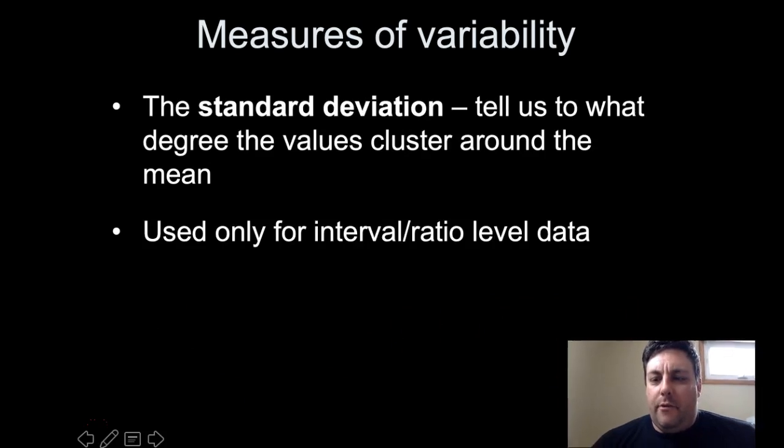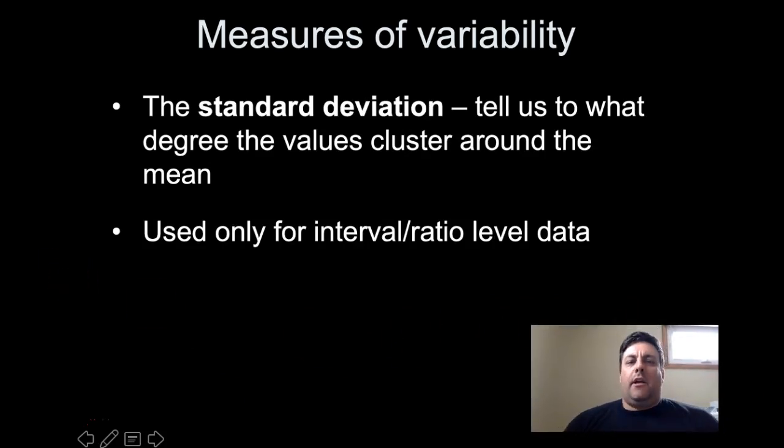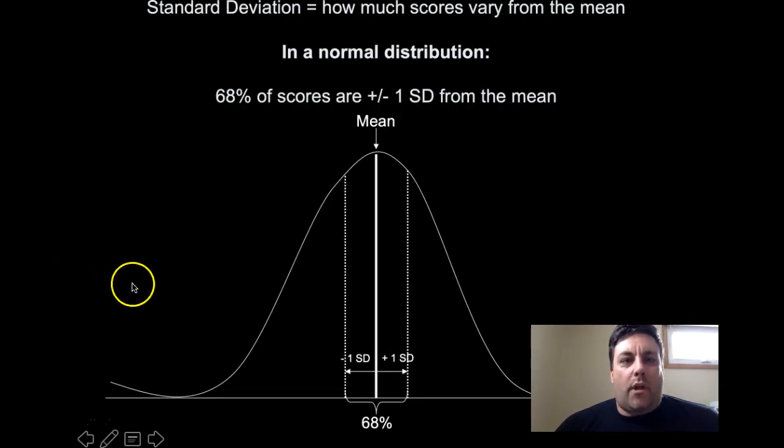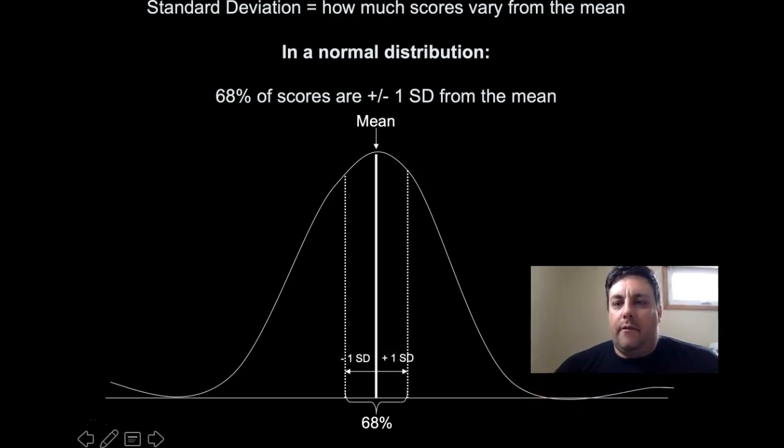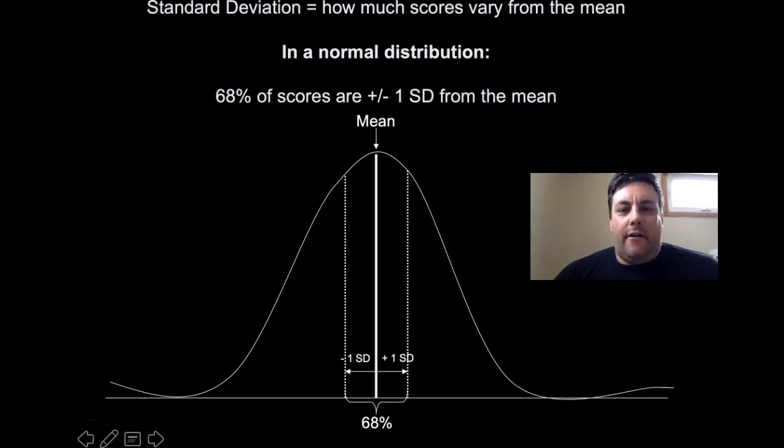Another measure of variability that we hear about quite frequently is the standard deviation, and that tells us to what degree values cluster around the mean. You can only use standard deviation for interval and ratio level data. Let's talk about standard deviation in relationship to the normal distribution. So we have a normal distribution. The mean, median, and mode would all be at the highest point of the curve.